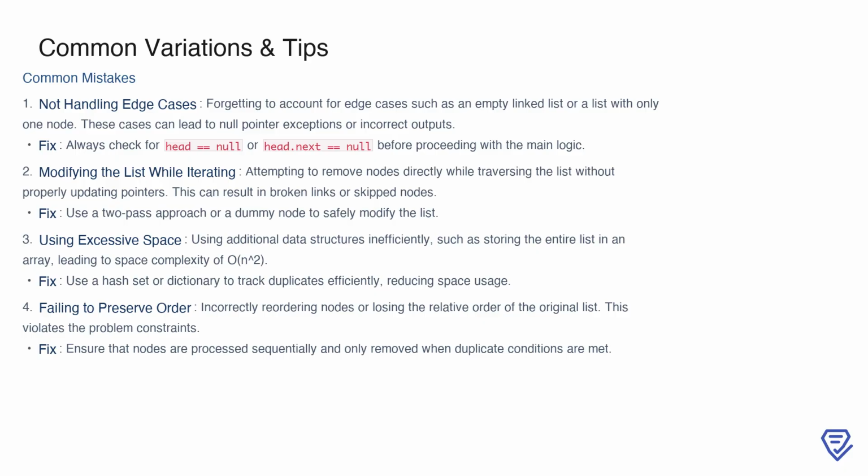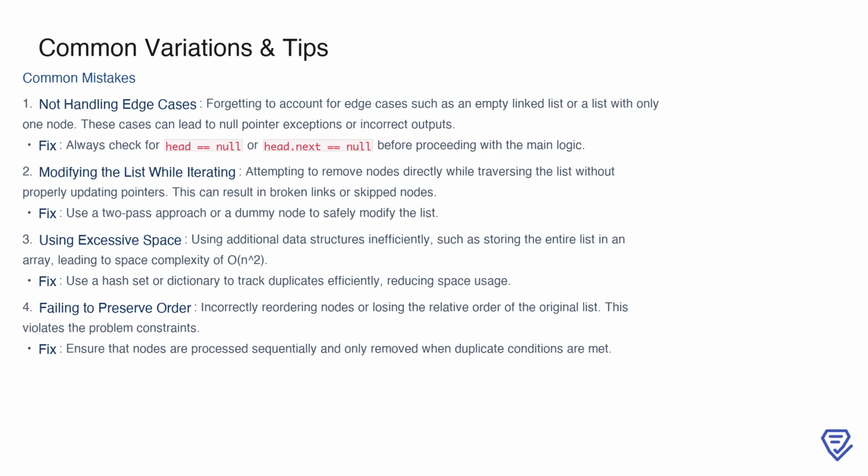If you remove nodes directly without updating pointers correctly, you could accidentally break links or skip nodes. A safer approach is to use a two-pass method or introduce a dummy node that simplifies pointer management. Additionally, space usage can become inefficient if you store the entire list in an array or use redundant data structures, which can lead to a space complexity of O(n) squared. To avoid this, leverage a hash set or dictionary for efficient duplicate tracking.